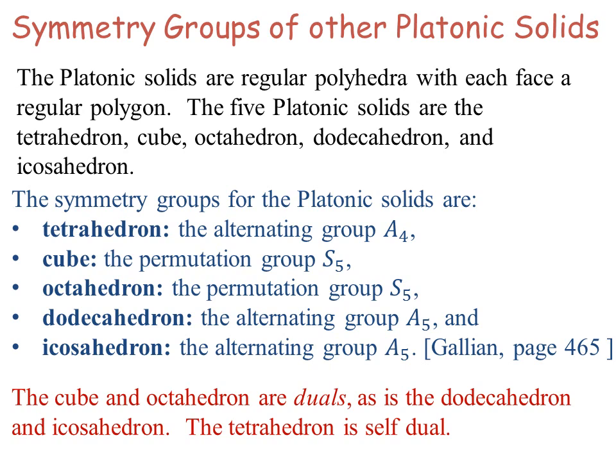The cube and octahedron are duals. The dodecahedron and icosahedron are duals. The tetrahedron is self-dual. This duality relationship is the reason the symmetry groups pair up as they do.